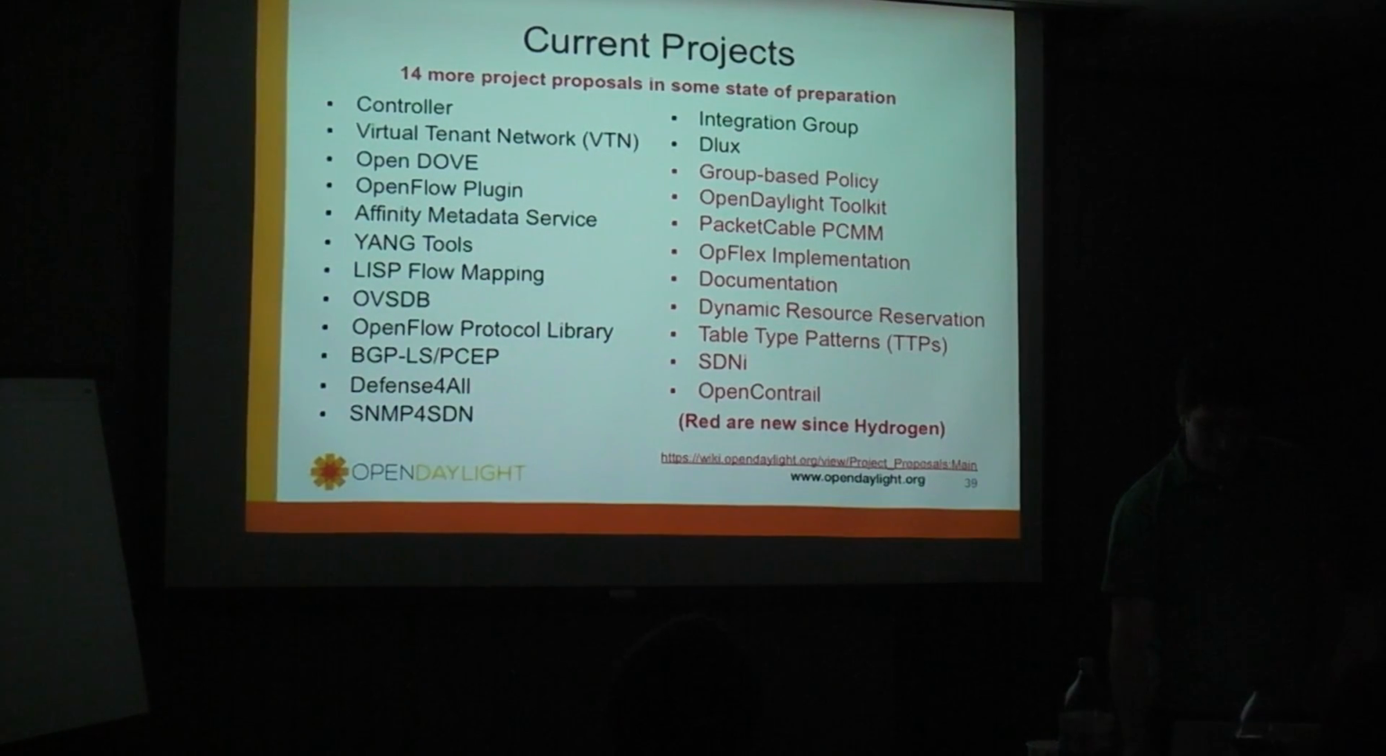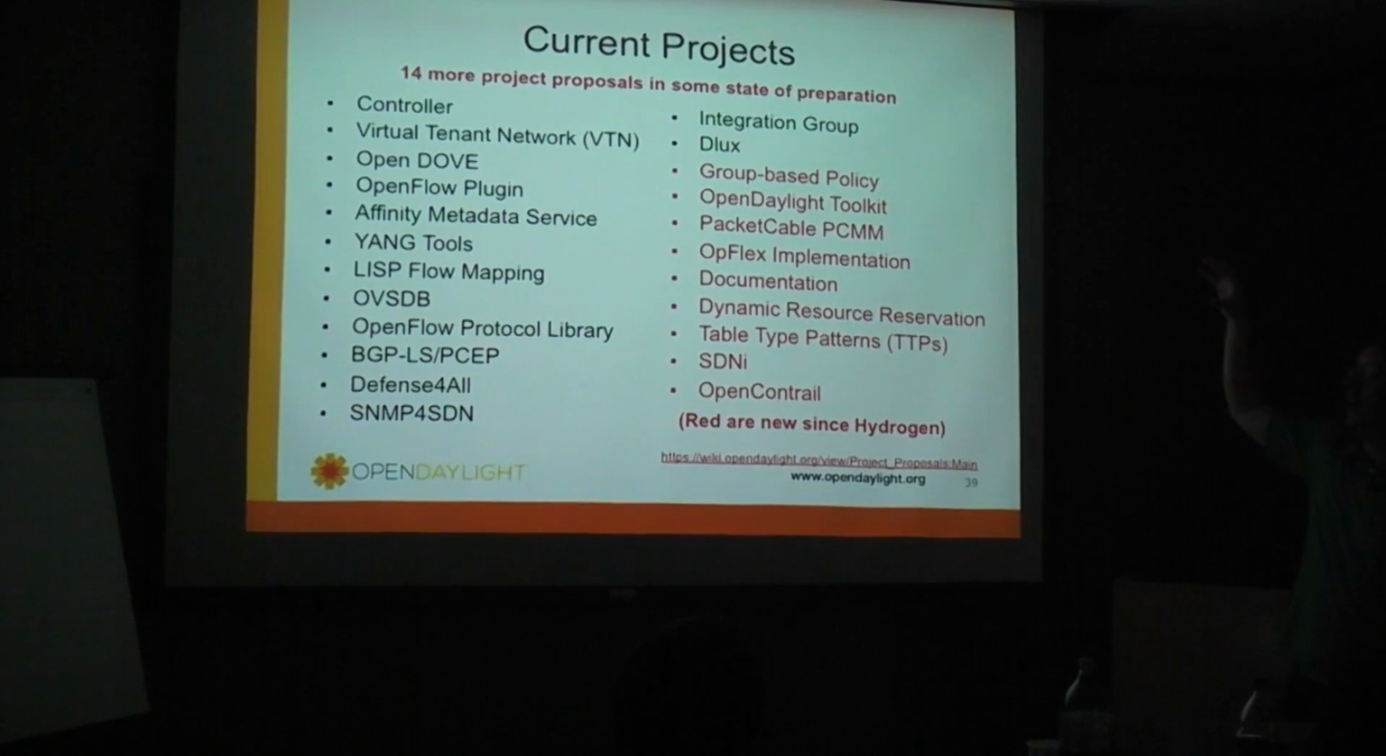This is kind of out of date, but this is where it's going. All the black stuff is what was in Hydrogen. The red stuff is the projects which have been approved since Hydrogen, and there are 14 more projects in some state of preparation at the time I made this slide. Some of them have been processed and others haven't. It's an incomplete list, but what we're seeing is actually a lot more.